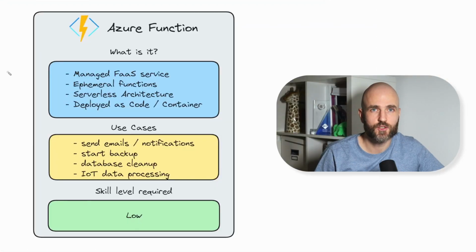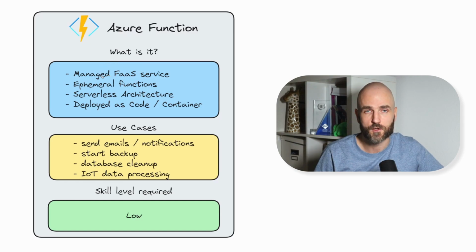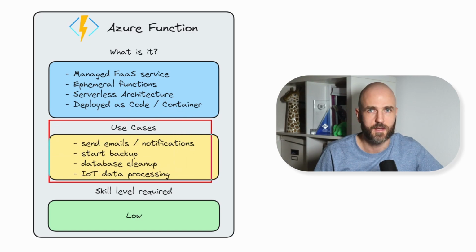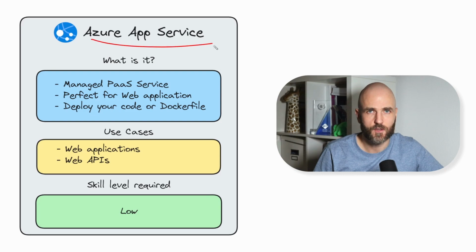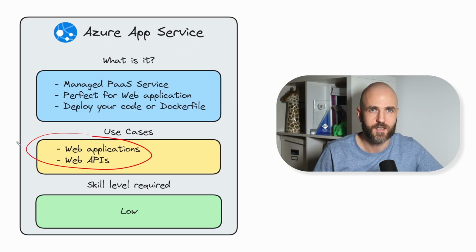Let's start with Azure Functions. It's a managed function as a service solution optimized for running event-driven applications. So it's tailored for ephemeral functions, deployed as either code or containers, and can be integrated with multiple Azure components. So use cases could be sending emails, a scheduled task like a backup or database cleanup, or even file or data processing.